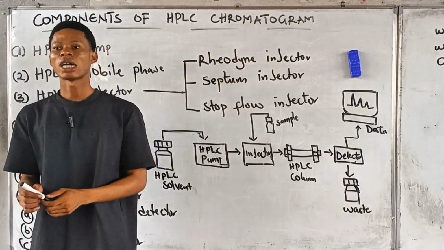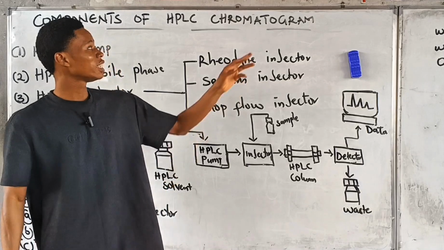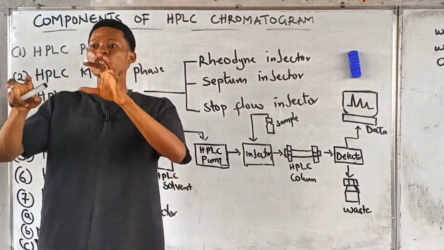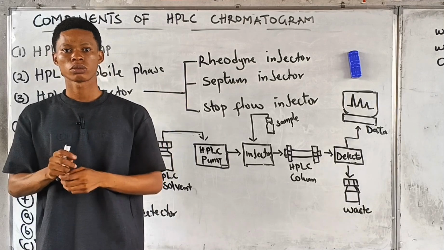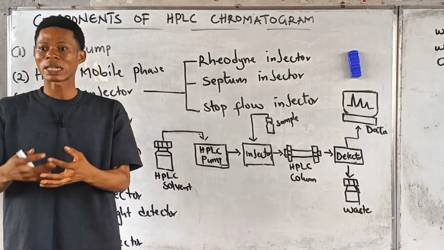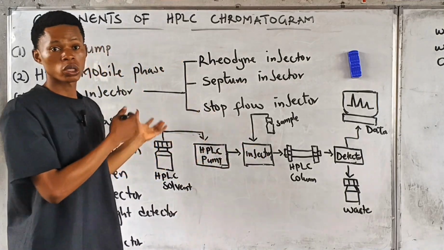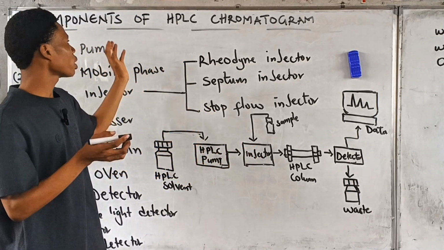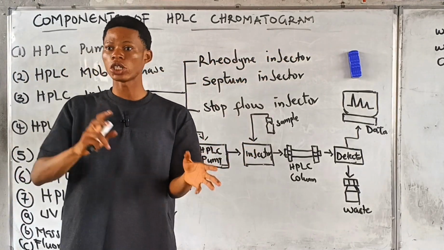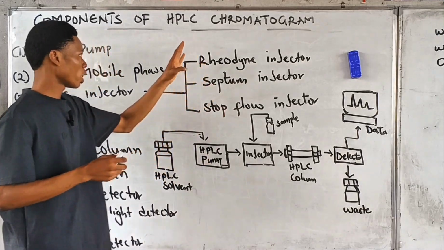Now, when we talk about chromatogram, the one ending with M, we are looking at the instrument used. So we want to look at the parts. If you are asked to write on the instrumentation of HPLC, this is what you give them. If you are asked to write the components of the HPLC chromatogram, remember the chromatogram is talking about the instrument used, right? Good.